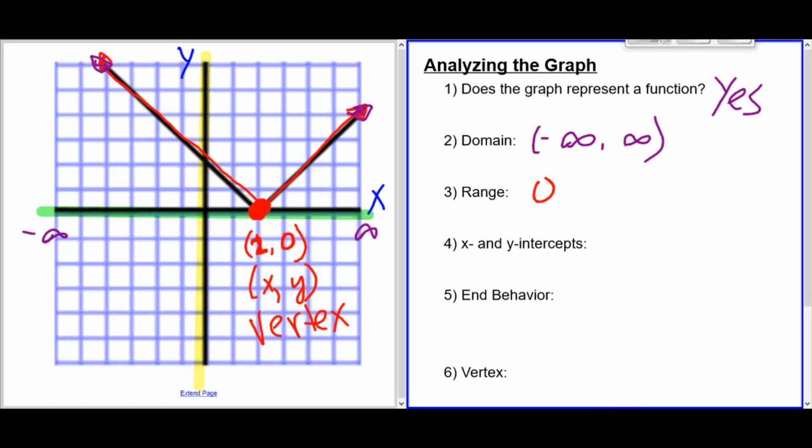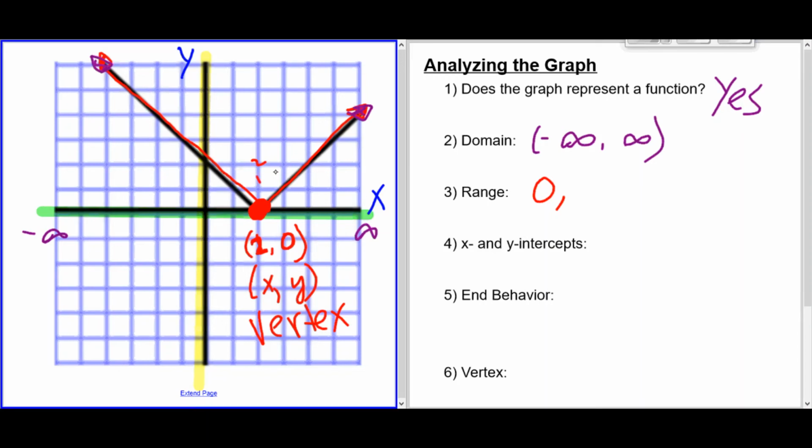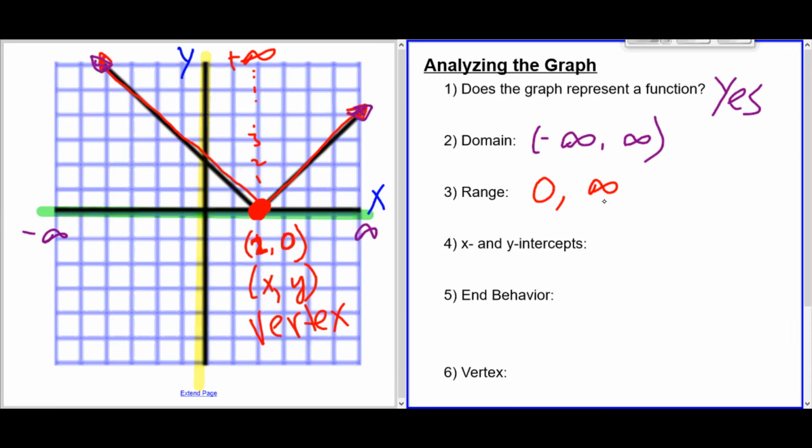So it's 0. The y value is 0. And it goes all the way up. So all the other y values are larger. So 0, here's 1, 2, 3. All these y values keep going up from 0. So we call that all the way up to infinity. Remember, 0 is going to get a bracket because it's included. That was a closed circle. And then infinity always gets a parenthesis.